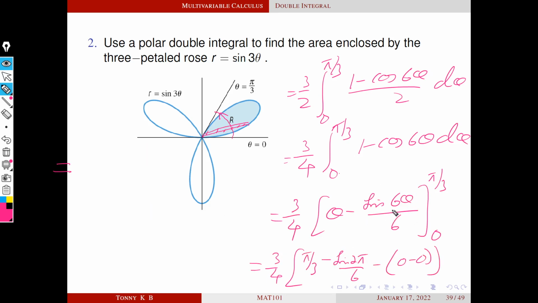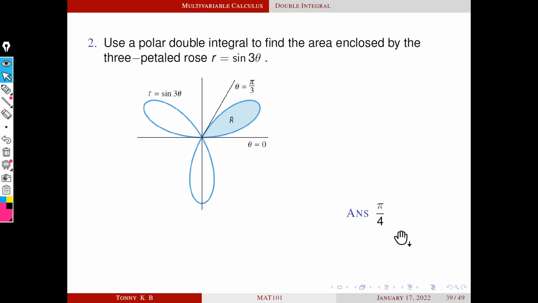This is pi by 3 minus sine 2 pi by 6 when theta equals pi by 3, minus, when theta equal to 0, this is 0, sine 0 also 0, and sine 2 pi is also 0. So you can cancel these 3. So this becomes pi by 4. So the area of this 3 petal rose is pi by 4, together these 3 petals. Okay. Yes, the answer is pi by 4.